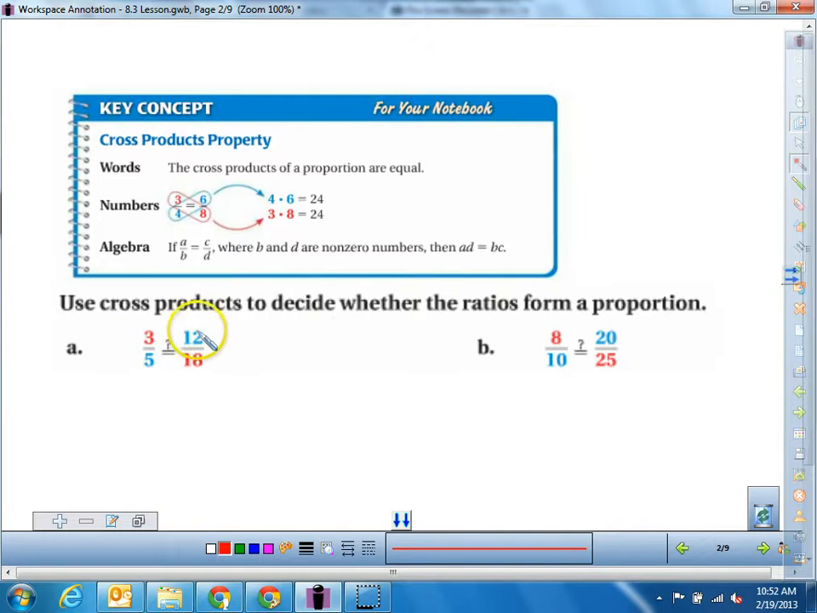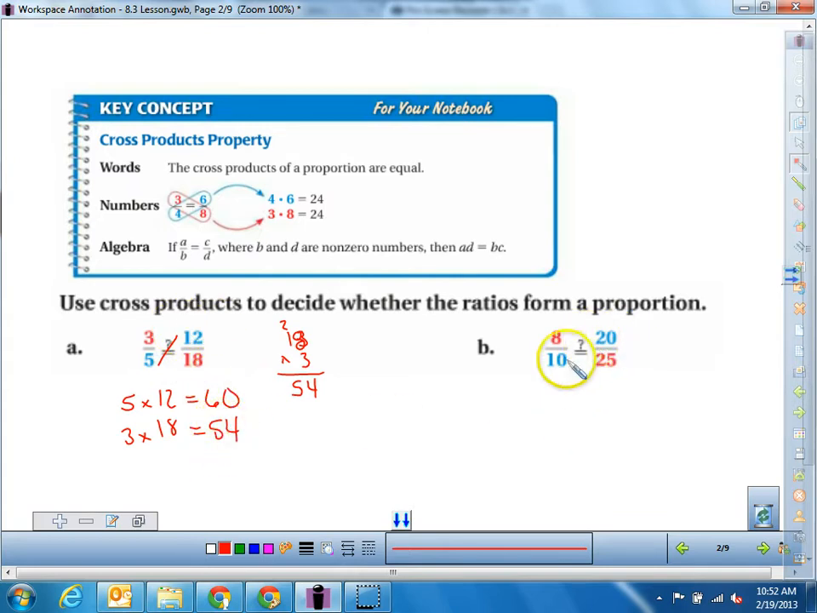Here we would take 5 times 12. We know that 5 times 12 equals 60. And what happens when we take 3 times 18? Well, that's supposed to be an 18 times 3. When I do that, 3 times 8 is 24. 3 times 1 is 3 plus 2 is 54. So 3 times 18 is 54. So would this be a proportion? No, it is not a proportion. They are not equal. 60 is not equal to 54.